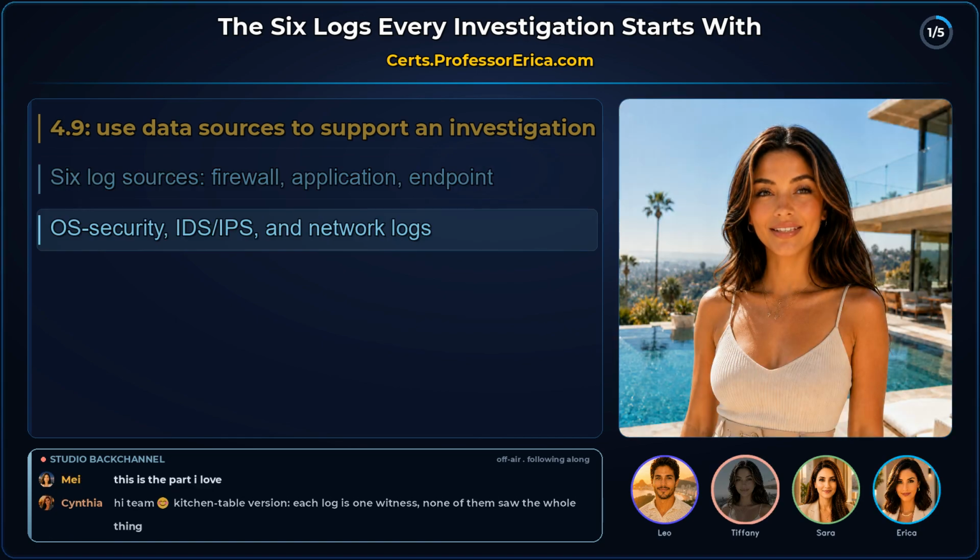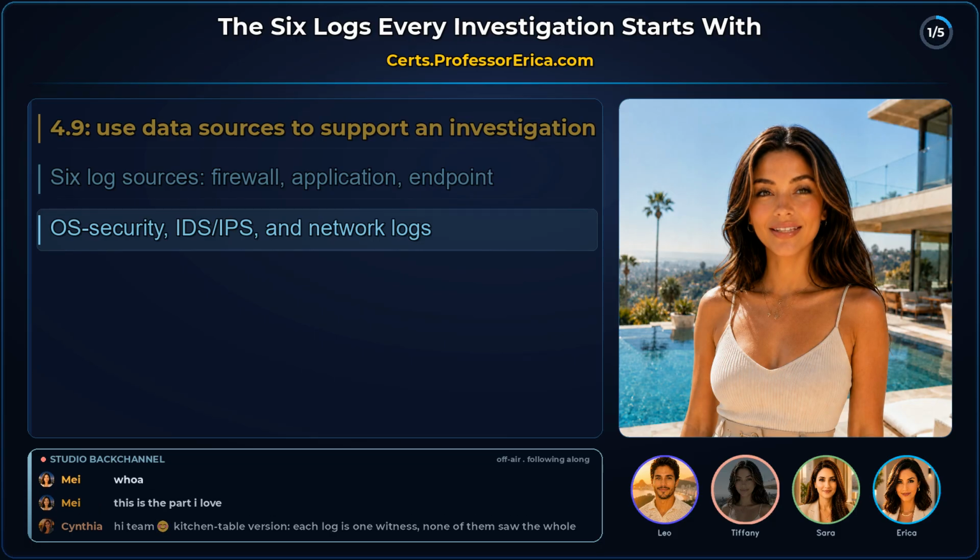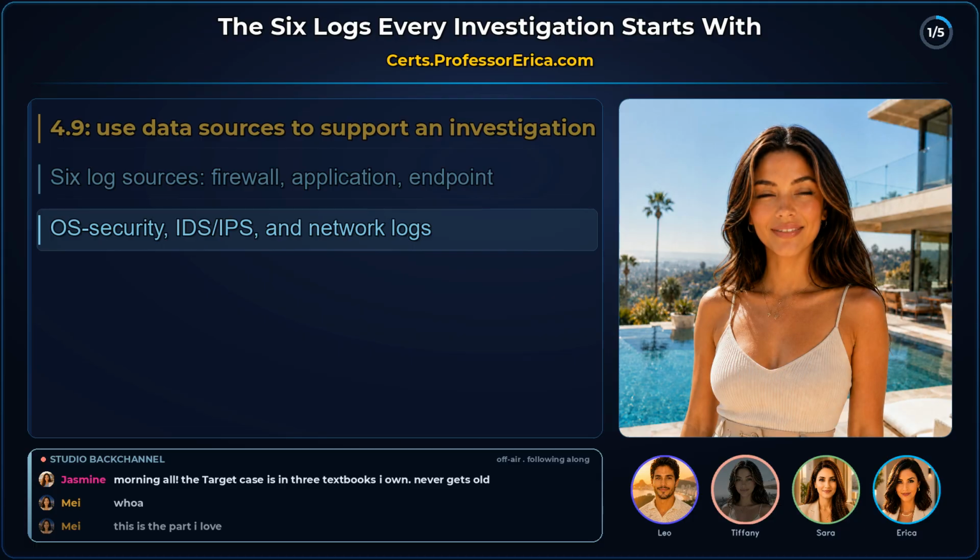Hi everyone, Tiffany here. So the version going around study groups is, just check the firewall log and you will find everything, which is half true at best. The firewall sees connections, source address, destination, port, allow or deny. It cannot tell you what a user typed or which process spawned a shell.